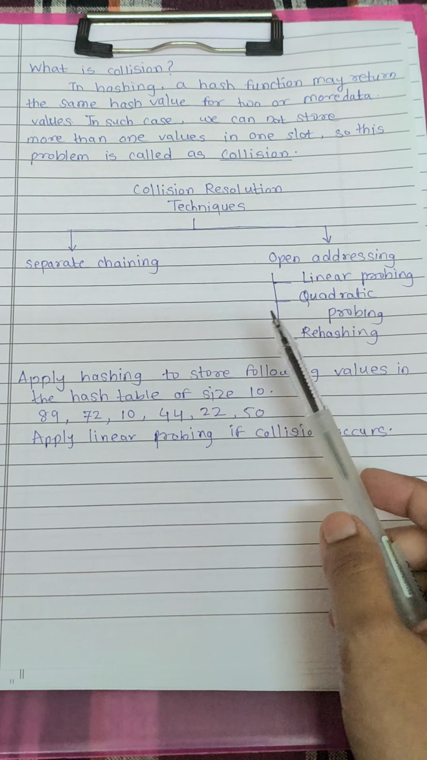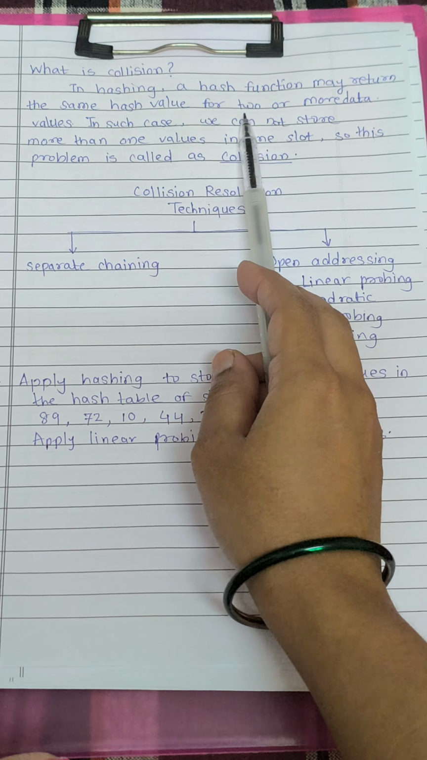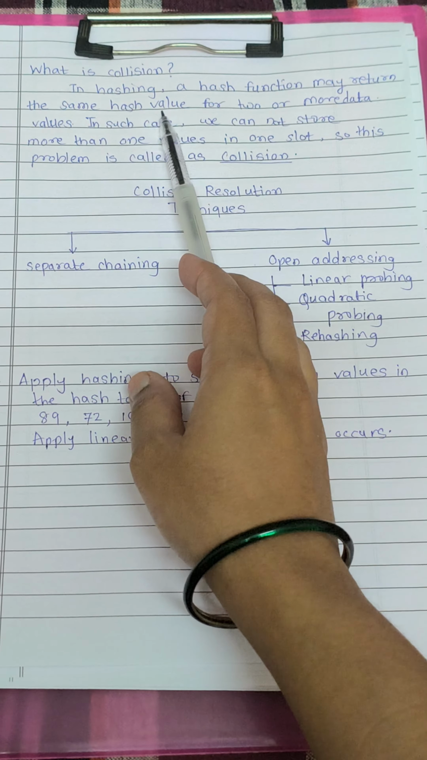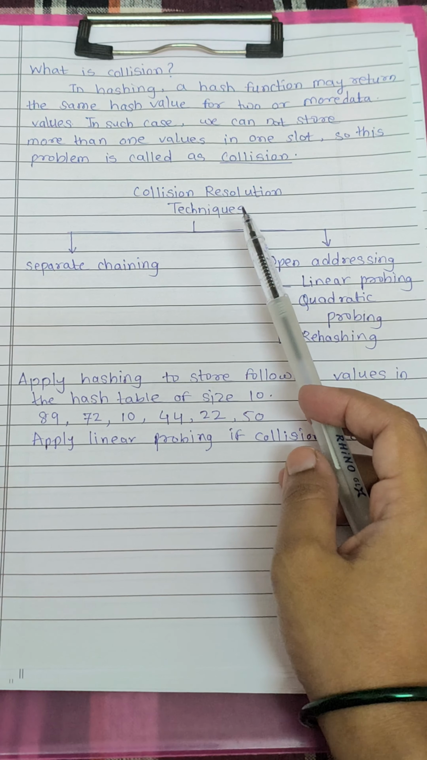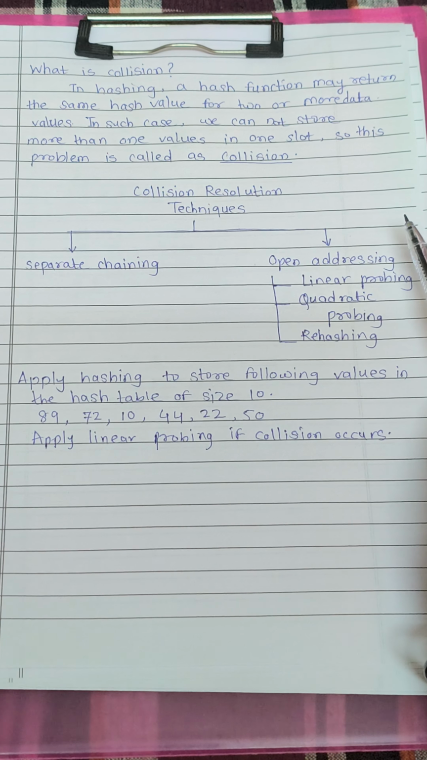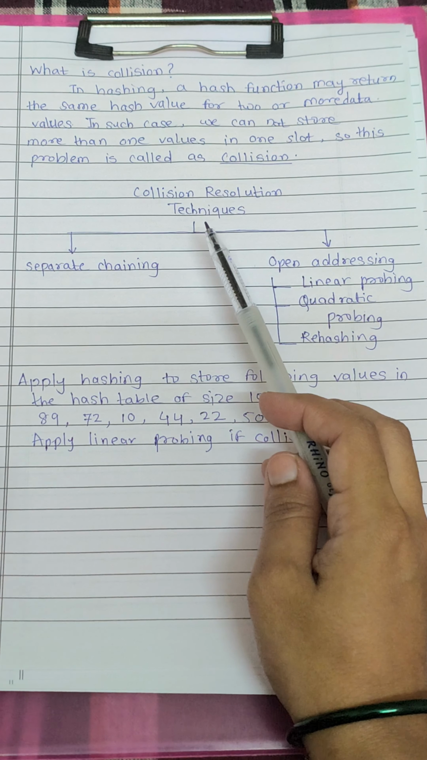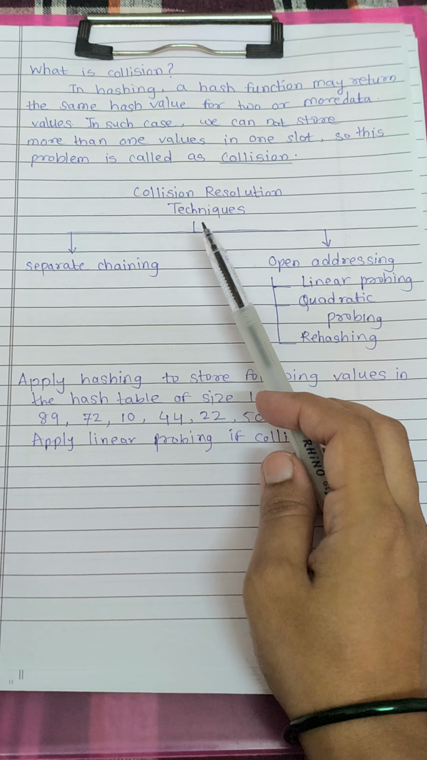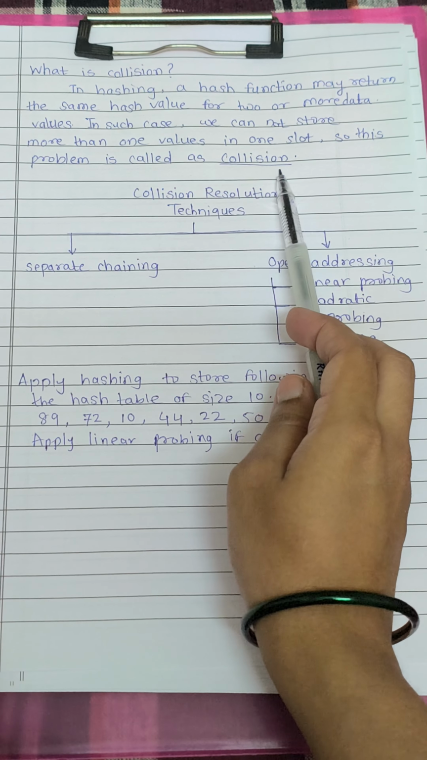In certain cases, it may happen that a hash function like the division method can return the same hash value for 2 or more data values. That is possible, since we are just doing it by the formula, so 2 or more data values can generate the same index. In such a case, we cannot maintain multiple values in one slot or at one index. This particular problem is referred to as a collision.